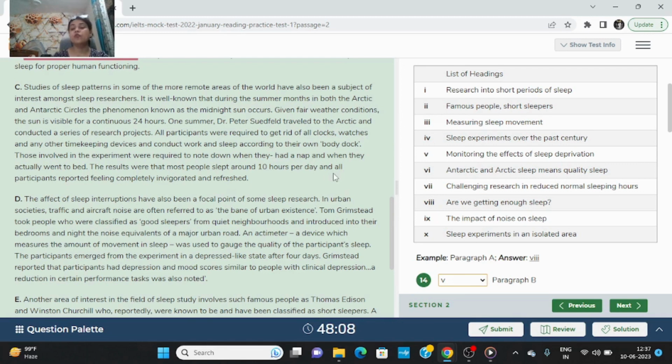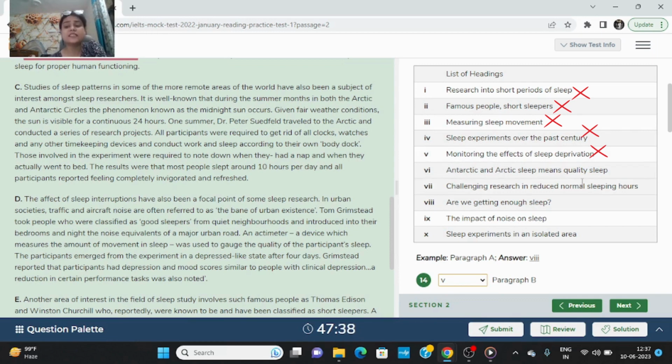Okay, now from the heading part, we will start eliminating the options. Research into short periods of sleep? No. Famous people, short sleepers? Are they talking anything about famous people? No. Measuring sleep movement? No, they are not talking about it. Sleep experiment over the past century? No, this is already done.